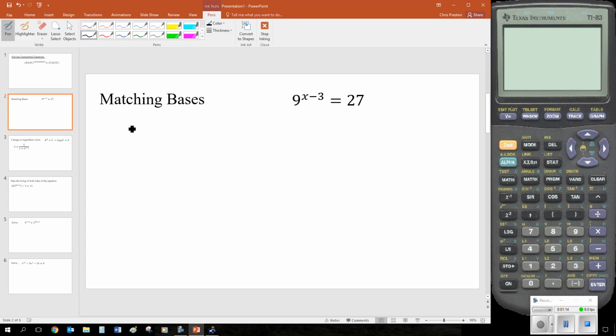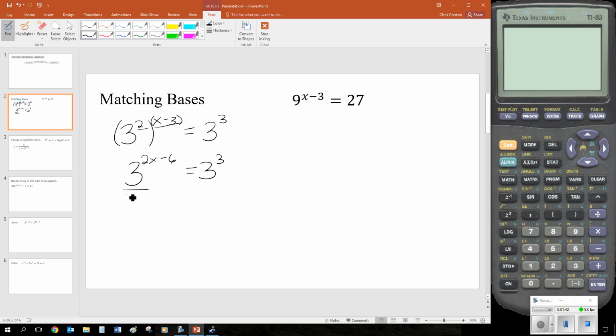Okay, so I'm going to write 9 as 3 squared. That's the same as 9. I have my x minus 3. I'm going to write 27 as 3 to the third power. The rule of exponents, when you have a power to a power like this, you multiply those. So this is going to be 3 to the 2x minus 6 power equals 3 to the third.